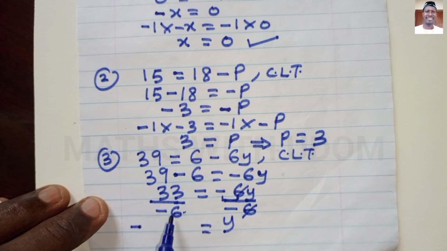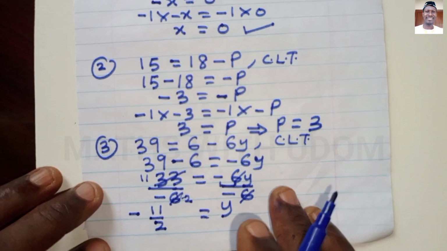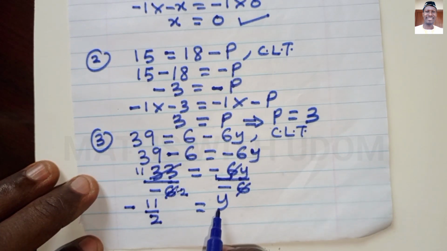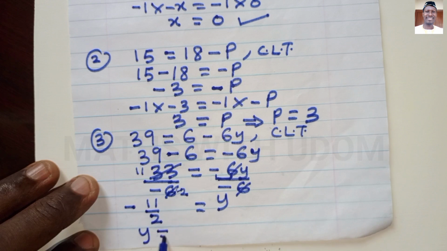What is the common factor that can cut? 3 is a common factor. 6 divided by 3 is equal to 2. 33 divided by 3 is equal to 11. So I have 11 divided by 2. All I need to do is to bring my y to the left-hand side, because in algebra, the unknown, which is y, is always on the left-hand side. So we have y is equal to minus 11 over 2.